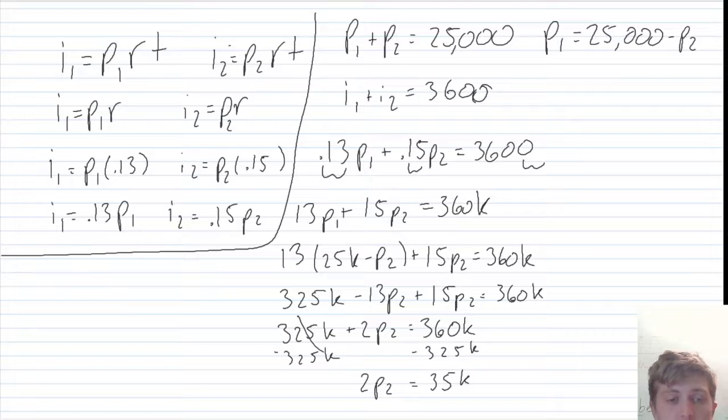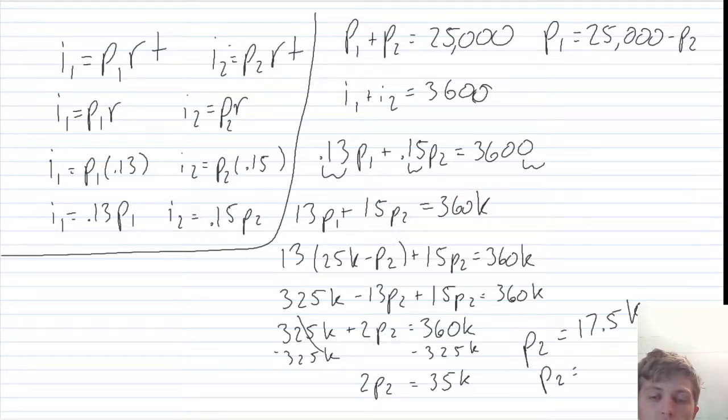And now to get P by itself, we just divide by 2. What's 35K divided by 2? That would be $17.5 thousand. But if we wanted to write that out, that would be 17,500. So that's 17.5 thousand dollars. This tells us how much he borrowed at our second interest rate, which was 15%.